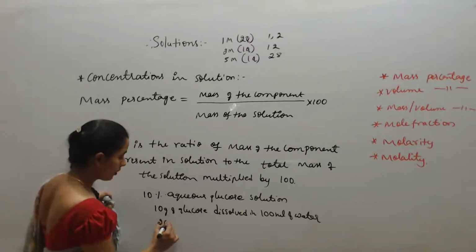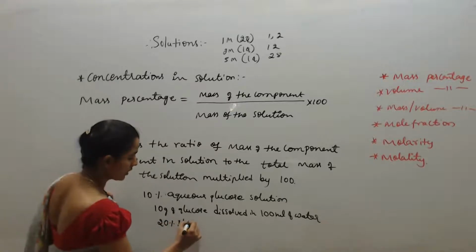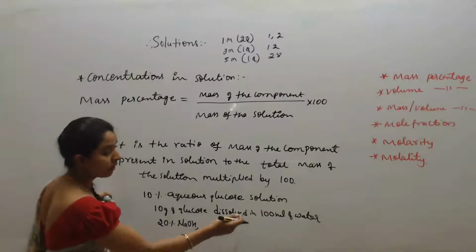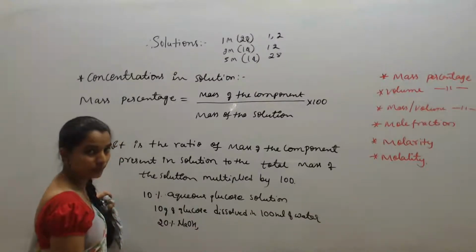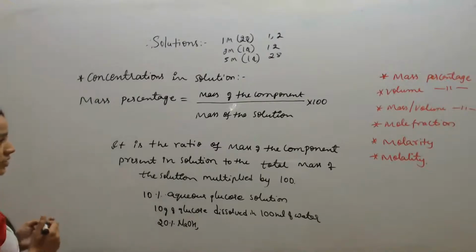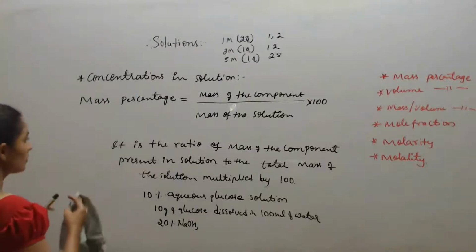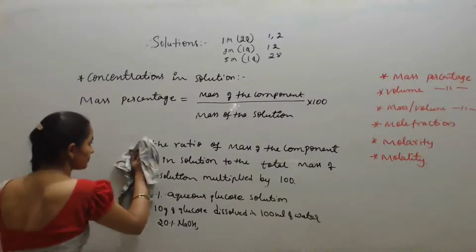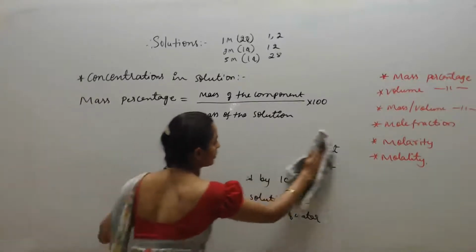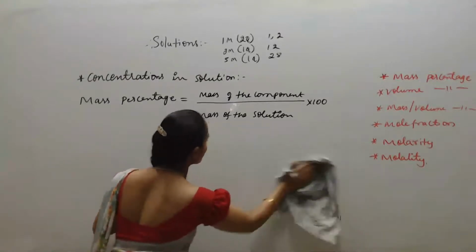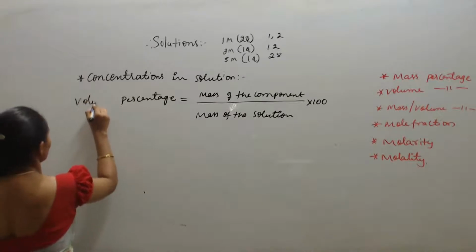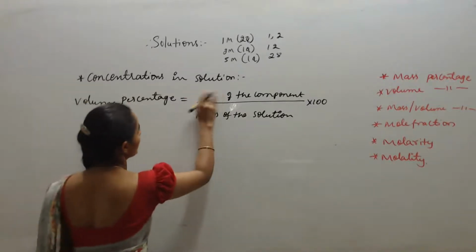Similarly, 20% NaOH means 20 gram of NaOH dissolved in 100 ml of water. I hope you understood. So this is mass percentage. Next one is volume percentage. Same; nothing changes here, students. Only the volume changes.